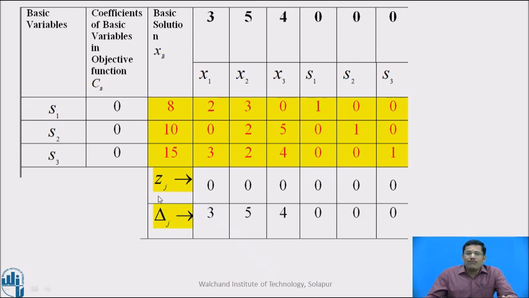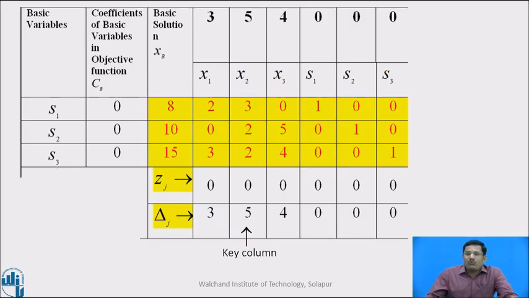For the improvement, we are going to remove one variable from this basis and introduce a new variable. We know that the incoming variable is the variable associated with the largest delta j entry. Among these 3 positive entries, 5 is the largest delta j entry. Hence, we mark it with an upward arrow, and the corresponding column is called the key column, and the variable associated with this column is x2. So x2 is going to enter this basis.